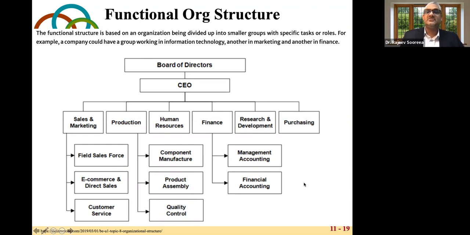So in this organization, departments are divided according to the kinds of functions they're doing, like finance, sales, HR, and so on. So based on their function. So that's one way to have an organization.